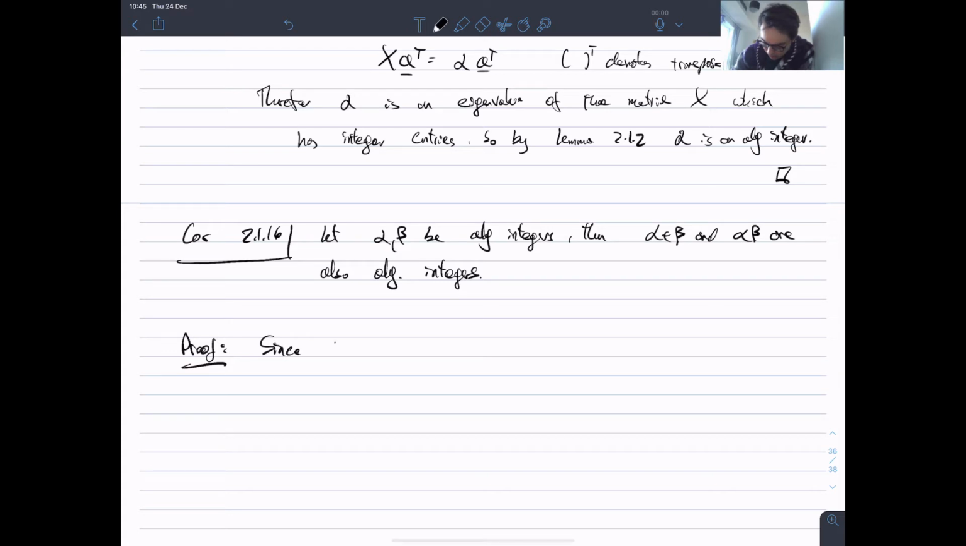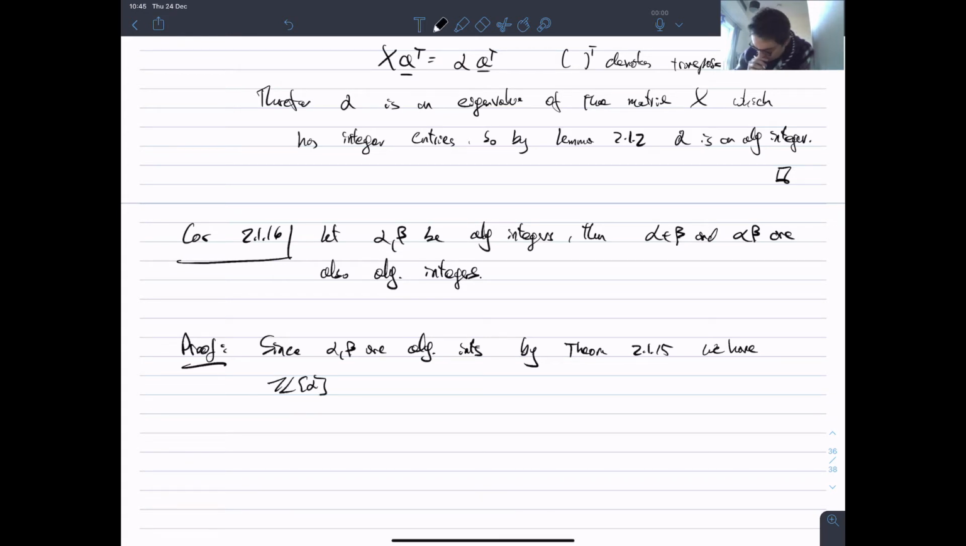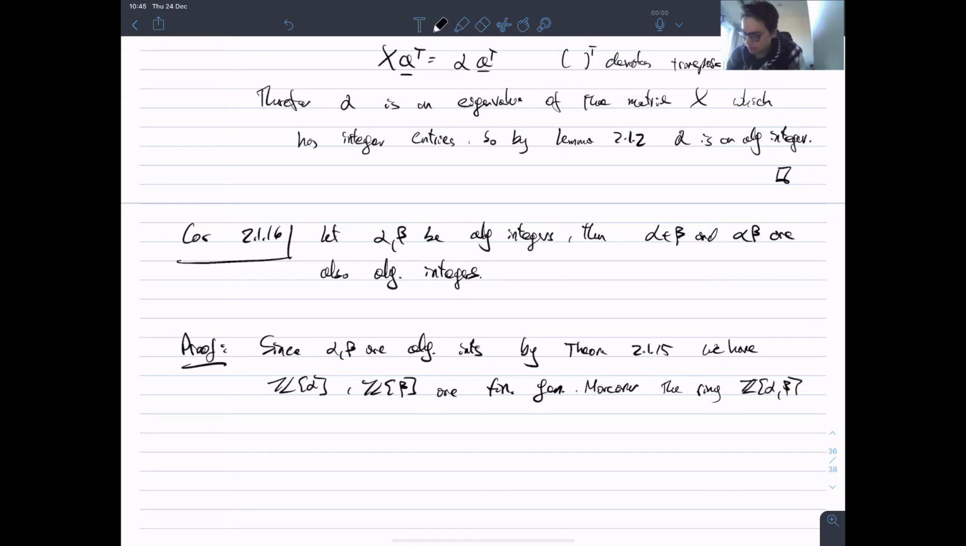Since alpha and beta are algebraic integers, by the previous theorem, Theorem 2.1.15, the second part of this theorem, we have that Z[alpha] and Z[beta] are finitely generated as additive groups. Moreover, the ring Z[alpha, beta], think of this as the smallest ring containing alpha and beta, is also finitely generated.